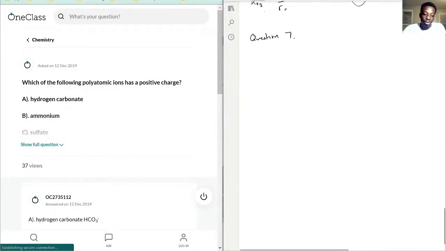Which of the following molecules, well, ions, have a positive charge?